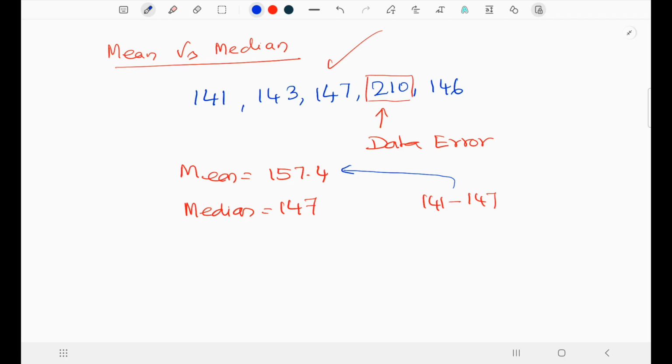So under circumstances where there are outliers in the data set, the median is a more efficient measure of central tendency. In this scenario, the median gives a more accurate value.